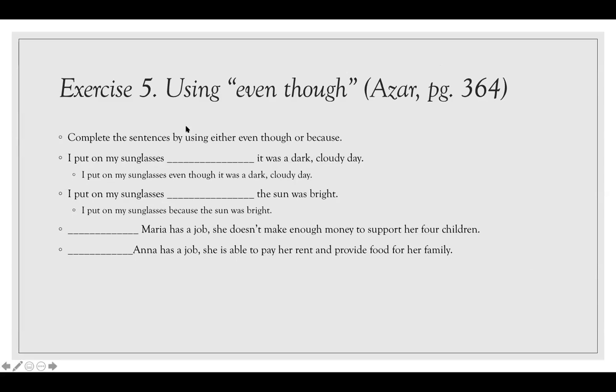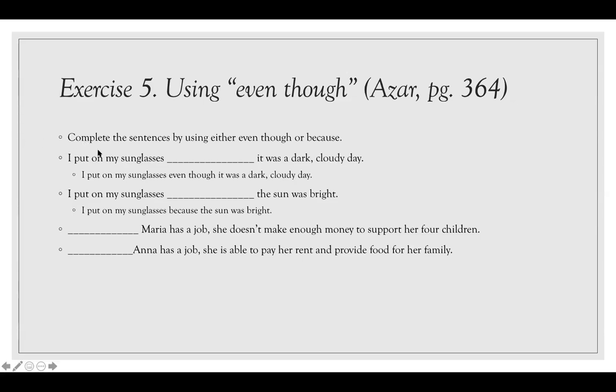So complete the sentences by using either even though or because. And you have to take into consideration the context or the meaning of the examples. No es que puedes poner cualquiera al azar. Tienes que pensar, okay, which one makes sense? Which one is expected? Which one's unexpected?